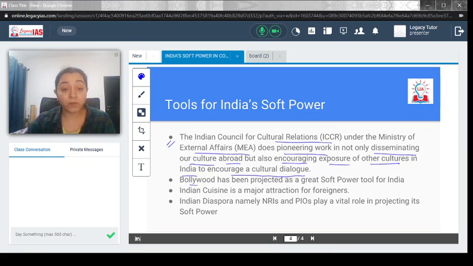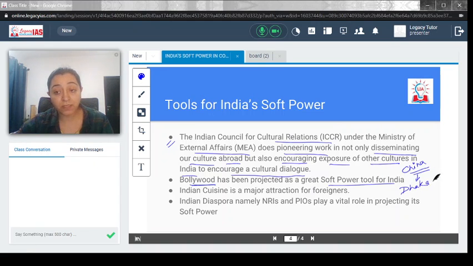Next, we have Bollywood. Bollywood is one of the biggest tools for India's soft power, because even in China, there was news that Aamir Khan's movies do a lot of business. For example, when Dhoom 3 and PK were released, they made a lot of profit in China. So you can understand Bollywood has a lot of currency in soft power diplomacy.